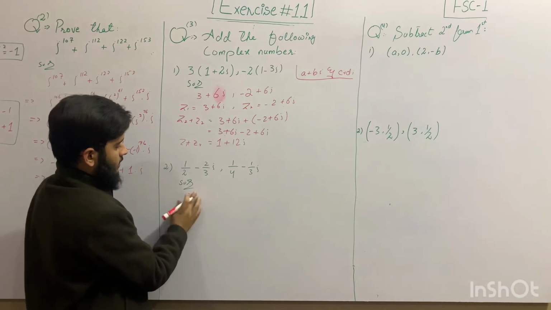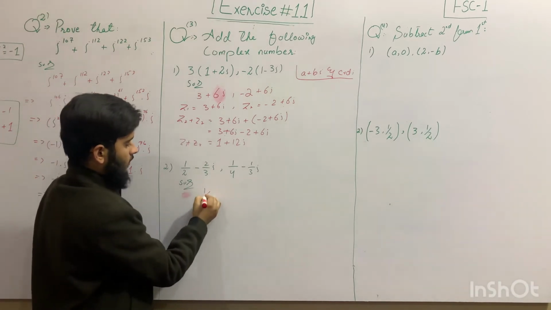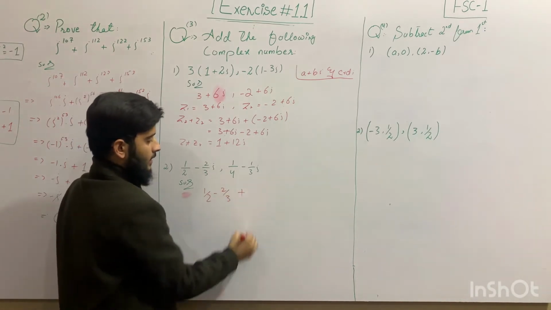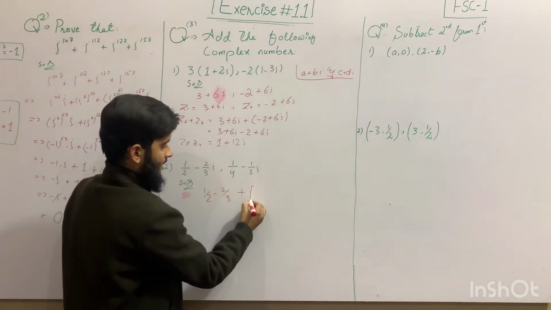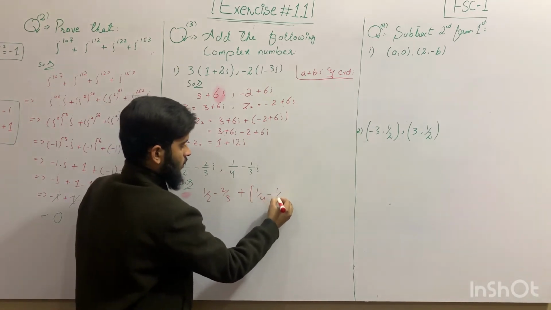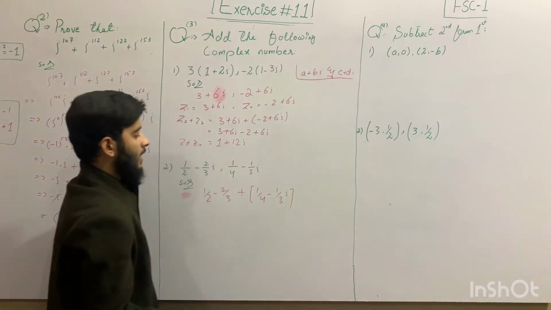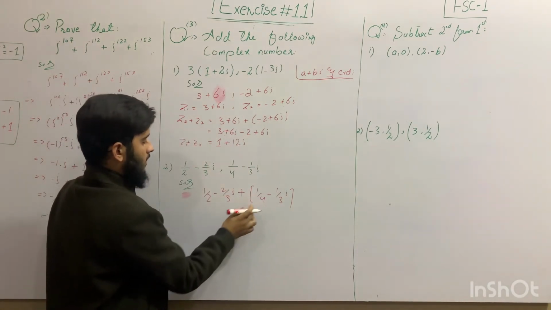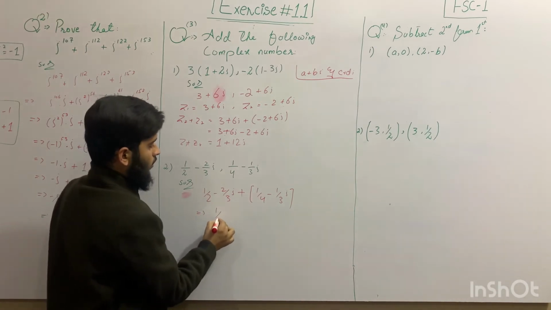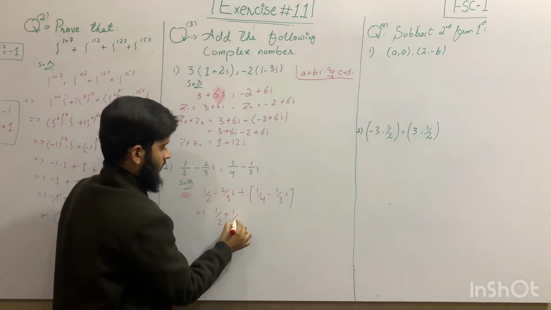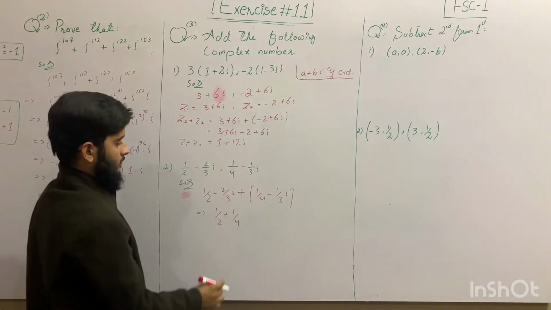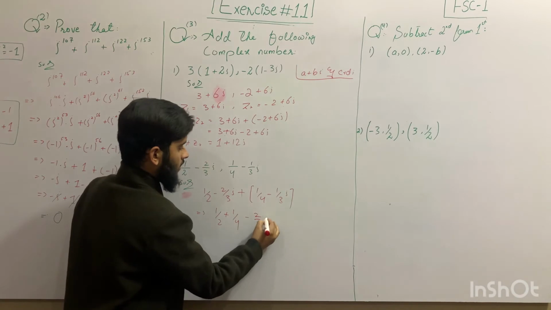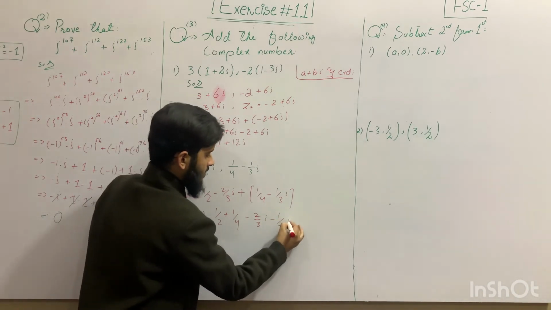Let's start again with the first thing. 1 by 2 minus 2 by 3 iota, and we are adding this term, so plus 1 by 4 minus 1 over 3 iota. Remember, always add the complex number with the complex number. So take this term with this one: 1 over 2 plus 1 by 4, and minus 2 by 3 iota minus 1 by 3 iota.